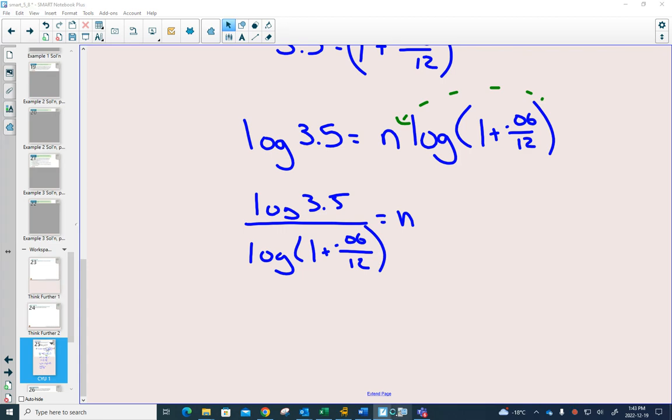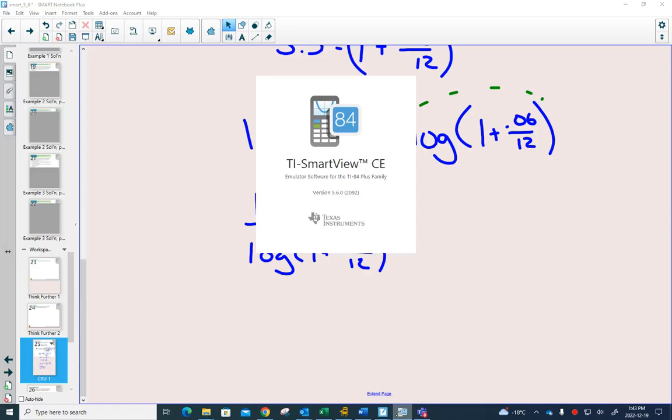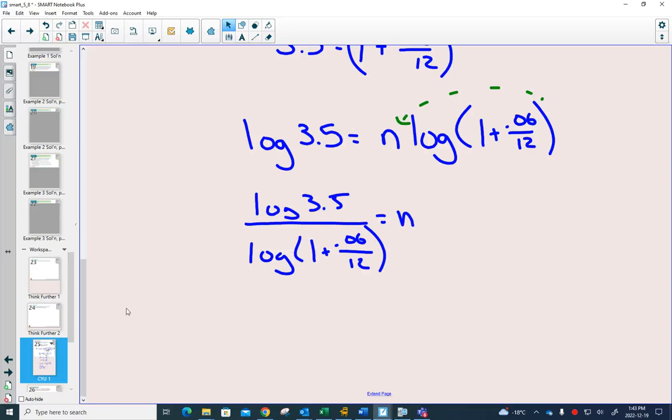And we can go to our calculator, type this in, and not only can we type it in, we can also check with our original equation to see if it is correct. So we'll wait for the calculator to warm up here.